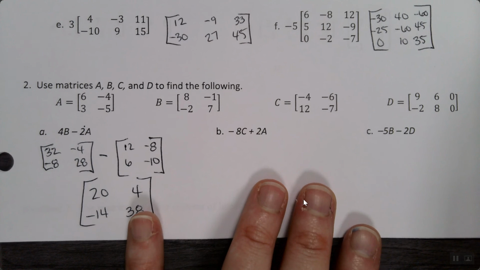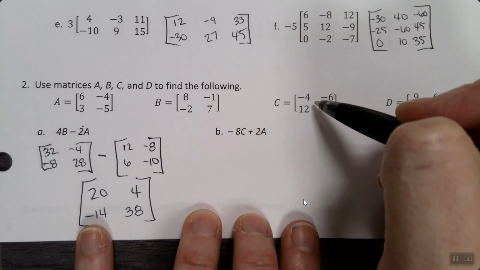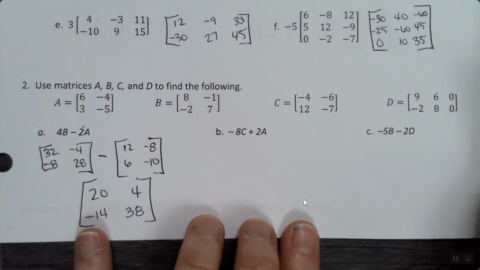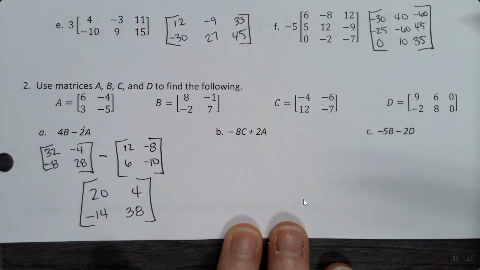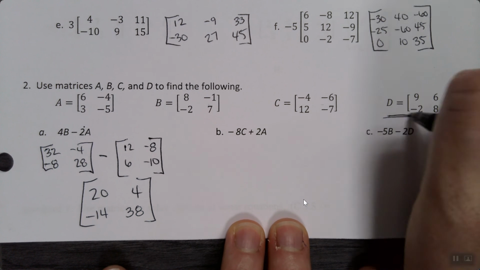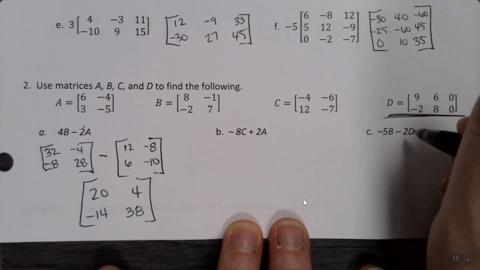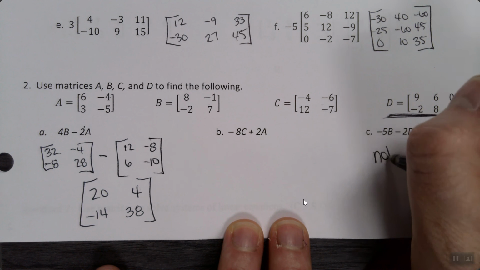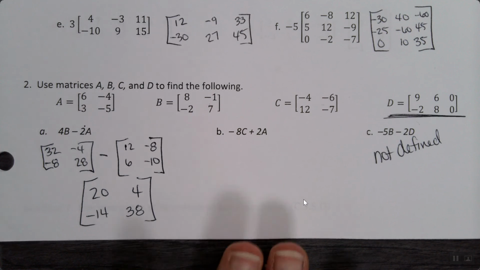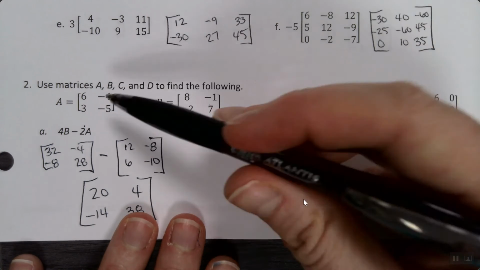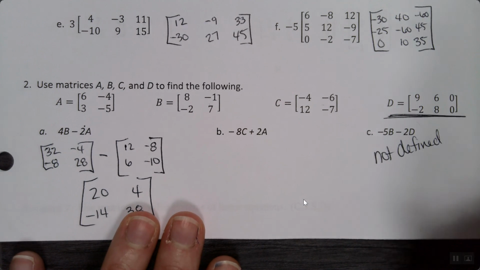On the next one, I'm going to do the same thing. I'm going to take negative 8 times matrix C, and matrix A. I should have talked about this earlier: these are all 2 by 2s, but matrix D here is a 2 by 3. So any operations with D are undefined or not defined, because it doesn't meet the criteria of the matrices being the same size. Matrix C and A are the same dimensions, so I can perform the operation.